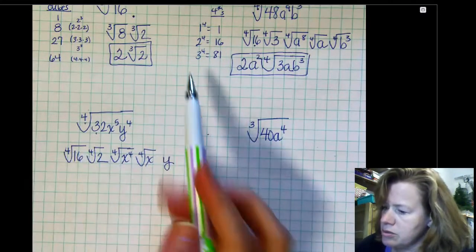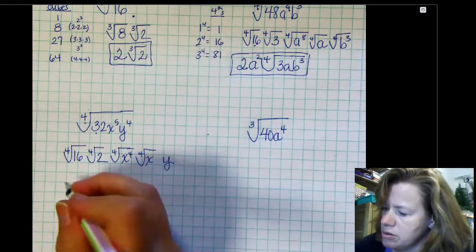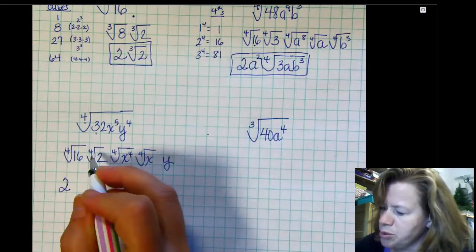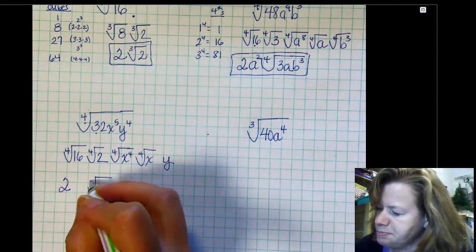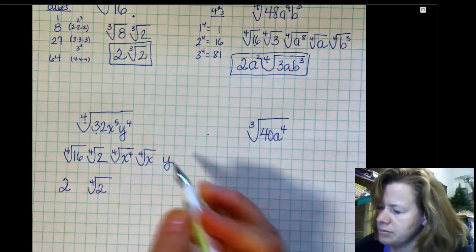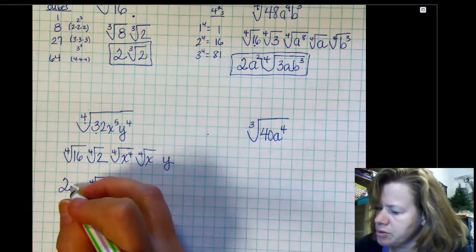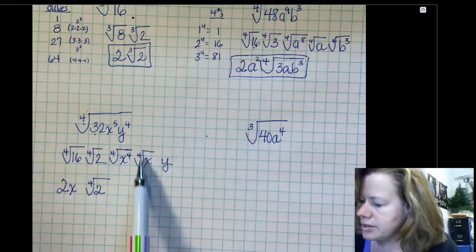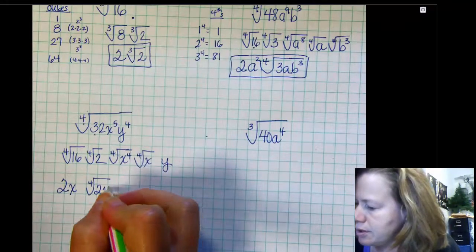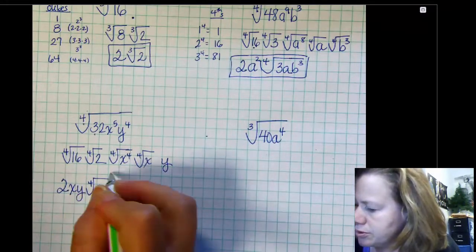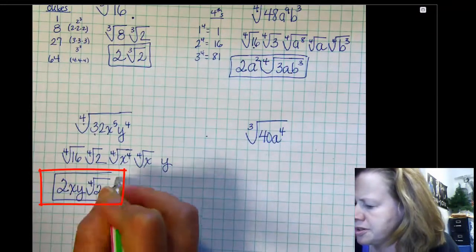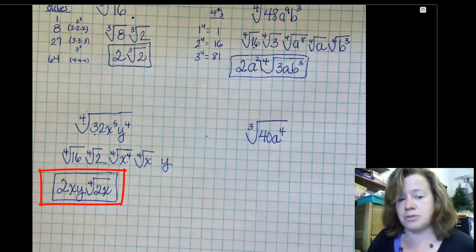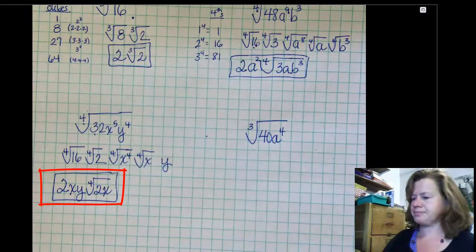Fourth root of 16. 2 to the fourth is 16. That's 2. Fourth root of 2 is going to have to stay put under the house. The fourth root of x to the fourth is a perfect fourth. That comes out. X has to stay put. And we pulled the y out before. So the answer to this, simplified, is 2xy times the fourth root of 2x.